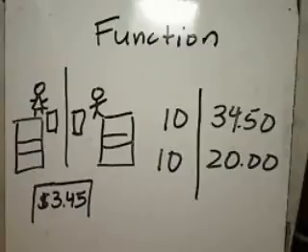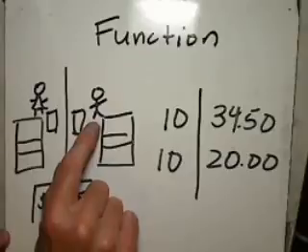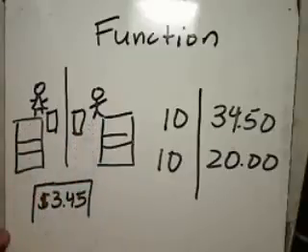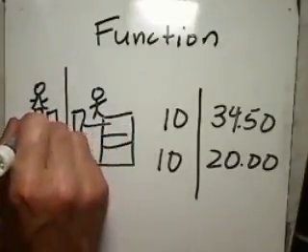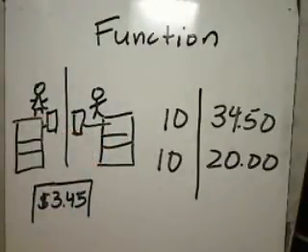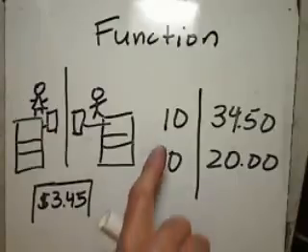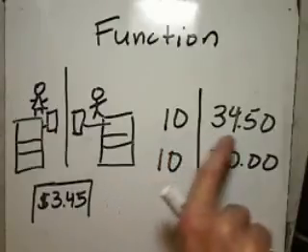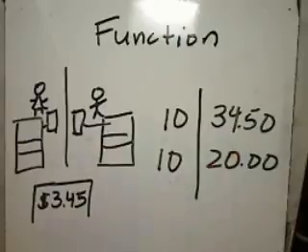Okay, folks, I want to talk to you about the idea of a function. There are two people here at a gas station, and the sign says $3.45. So we got a girl, we got a guy, and they're putting gas in their car. Now, the young lady puts in $10 of gas, and her bill is $34.50.